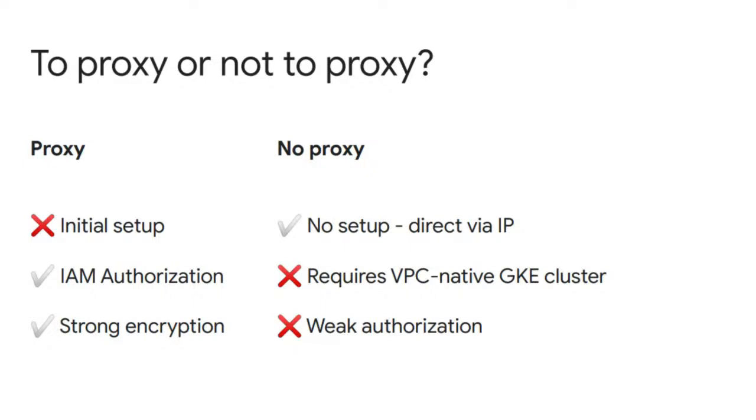For the private IP, the advantage is that you don't have to worry about the setup. Basically, there is no configuration since you can connect directly via IP, but it requires a VPC native Google Kubernetes Engine cluster and offers weak authorization. Anyone from your network can connect to your database. So I think here we've understood why we should use a proxy and why there are more advantages to using a proxy versus using a private IP.